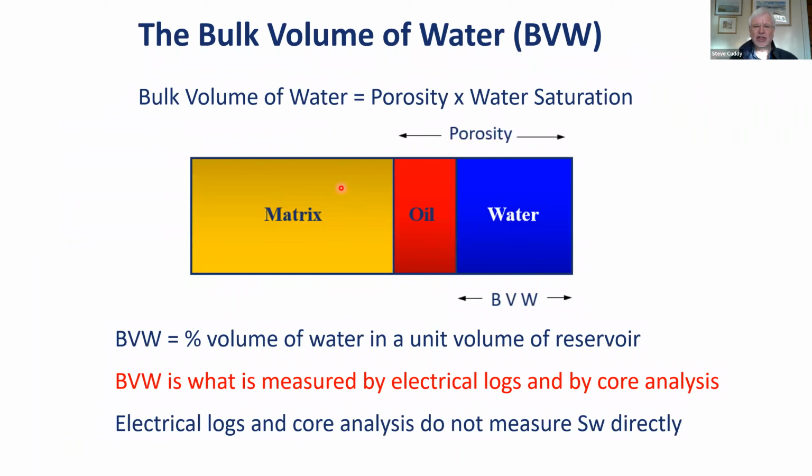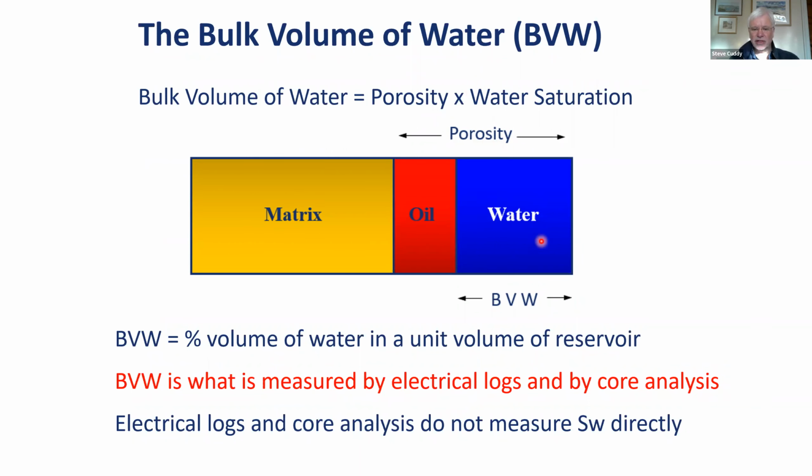So it is key to understand what we mean by BVW, the bulk volume of water. It's simply the porosity times the water saturation, the product of the two, and represents the percentage of water in a unit volume of rock, where water saturation is a percentage of water in the porosity in the rock. It's a percentage of a percentage. And you remember from school mathematics, percentages of percentages do weird things. So we're trying to move away from water saturation.